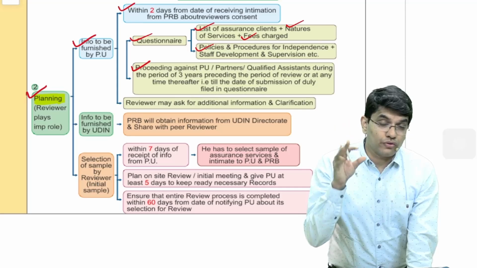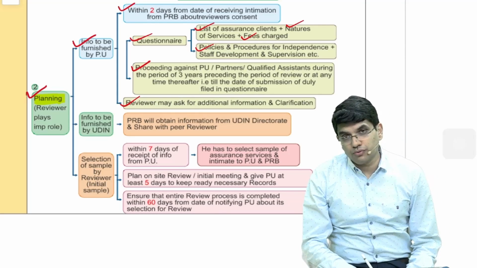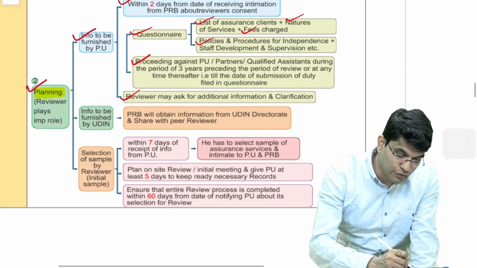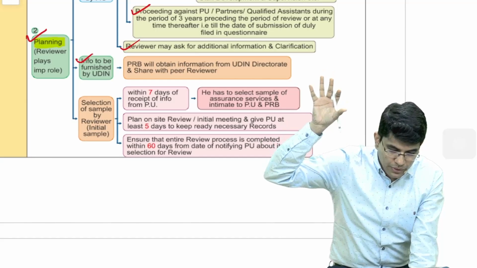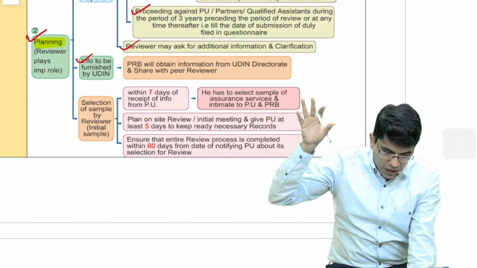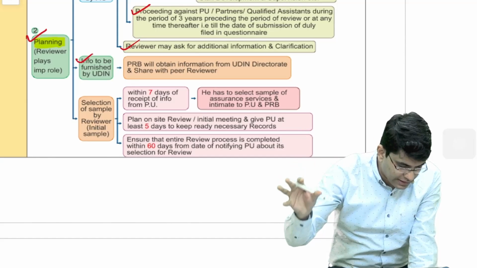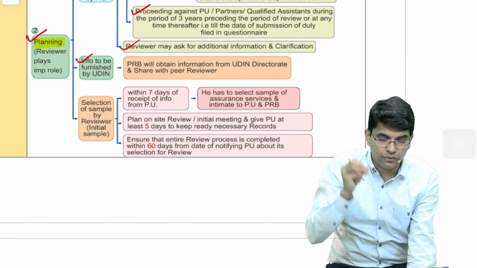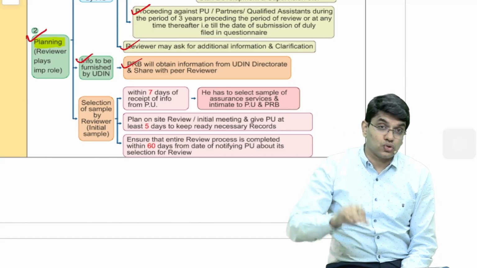This information is going from the CA firm to the reviewer. Apart from this, the reviewer can ask for more information, whatever they want. Now the information will also flow from the Union Directorate. The peer review board will take information from the Union Directorate: how many assignments they have signed, which partners have signed which assignments, give that list. They will take it from the Union Directorate and give it to the reviewer. So the reviewer will get information from the Union Directorate also.